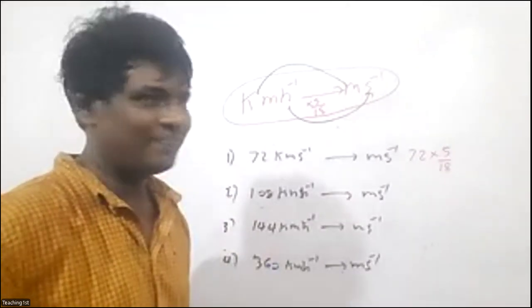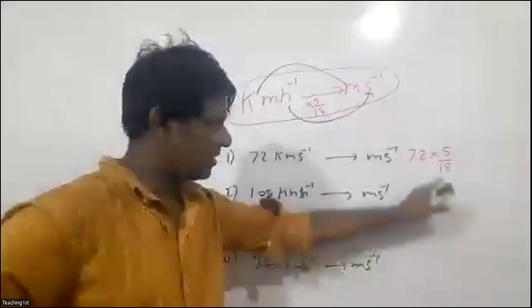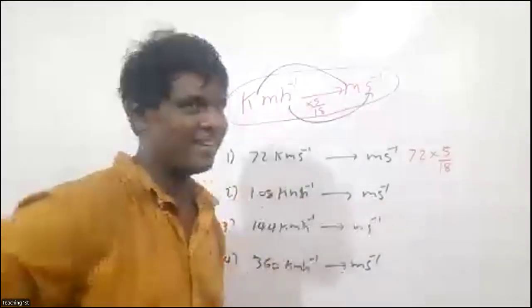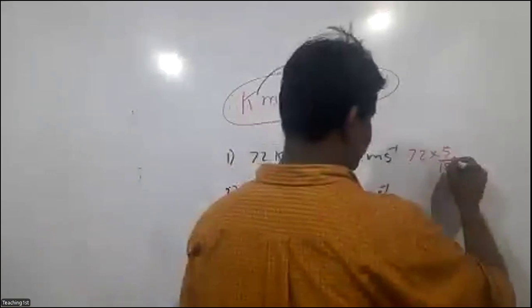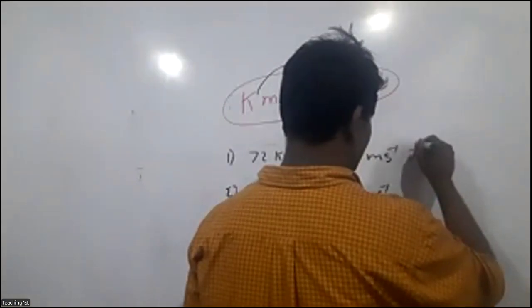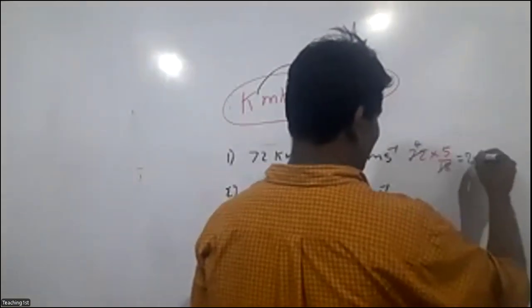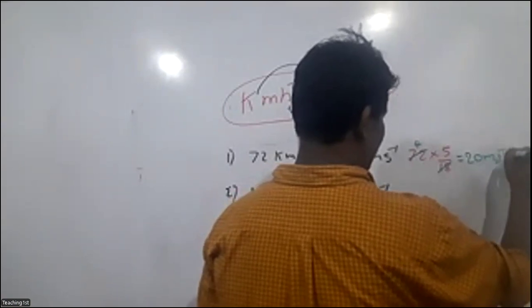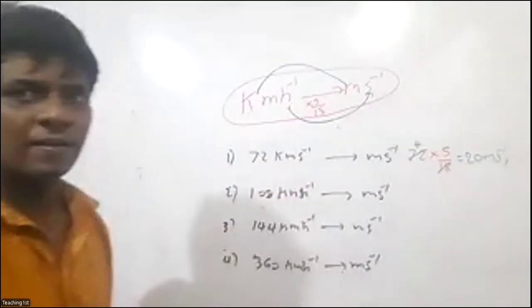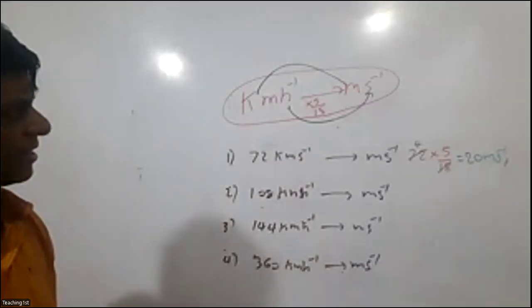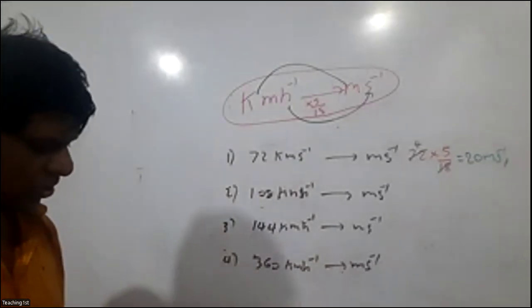There is something called intuition. You should see it as soon as you look, this is 4 times of that. It is 20 meters per second. Okay? 20 meters per second. That is called intuition.